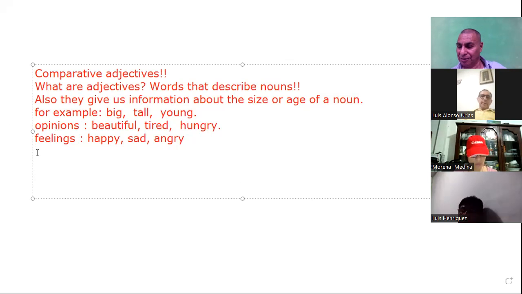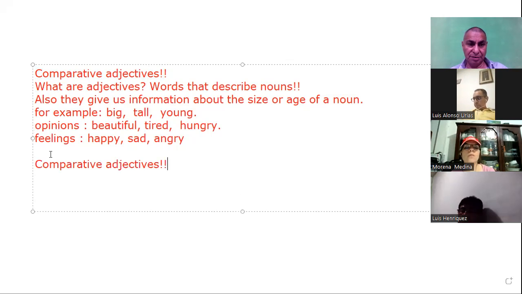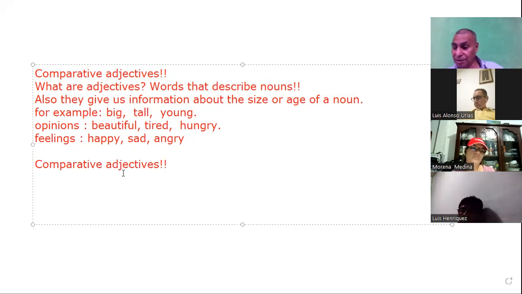Okay, so now we're going to talk about comparative adjectives then. What do we use comparative adjectives for then? ¿Para qué usamos los adjetivos comparativos?